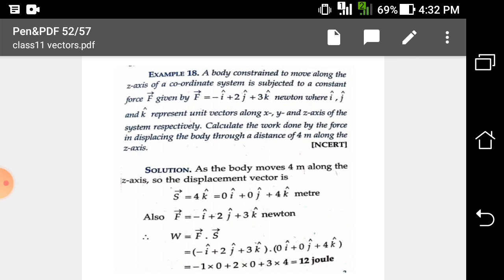The next is: a body constrained to move along the z-axis of a coordinate system is subjected to a constant force F.